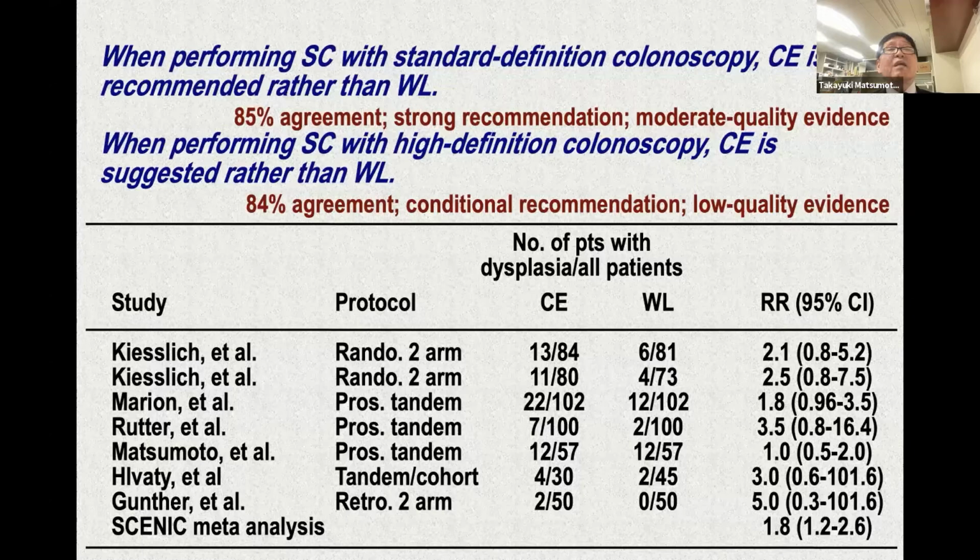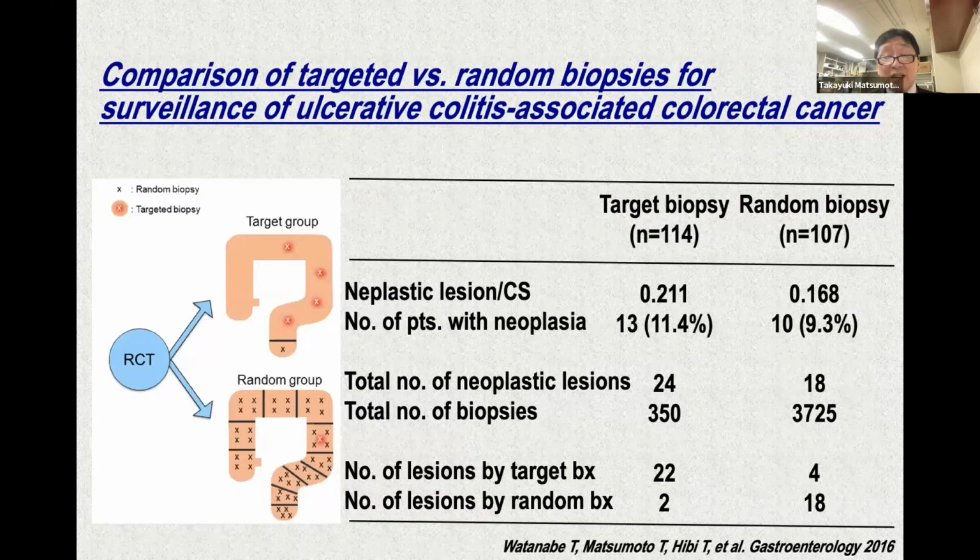But later in 2016, Professor Watanabe from Tokyo University and their Japanese colleagues compared target and random biopsies for surveillance of ulcerative colitis. And as a consequence, both target biopsy and random biopsy had an equal detection rate of neoplastic lesions. Based on this result, it has been suggested that target biopsy may be the first choice for surveillance colonoscopy for patients with ulcerative colitis.